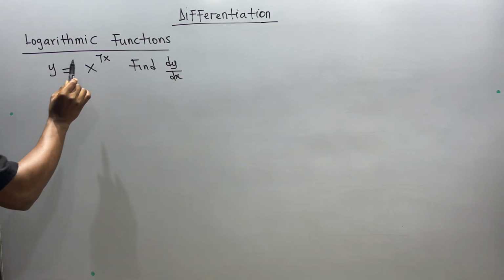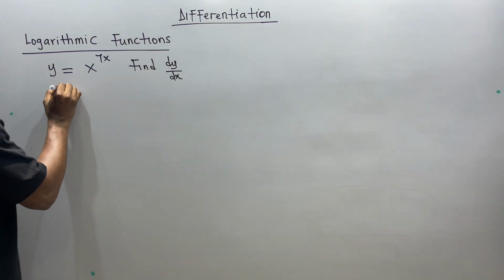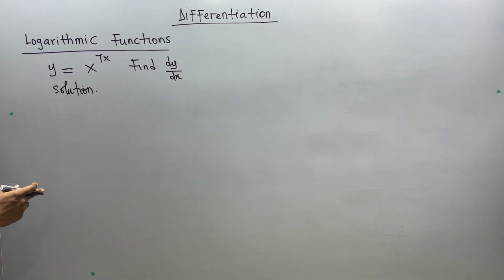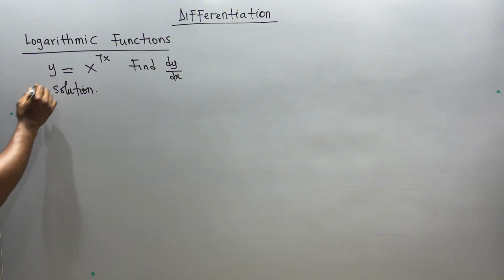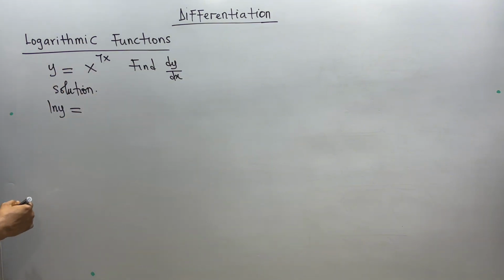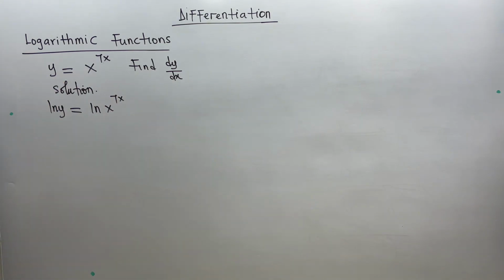Right? The base is the same variable as the power. So what do I do when I come across questions like this? What we do is take log of both sides. The first step would be that we take the natural logarithm of both sides. If I take log of this, that becomes ln y. If I take log of this here, that becomes ln x to the power of 7x.